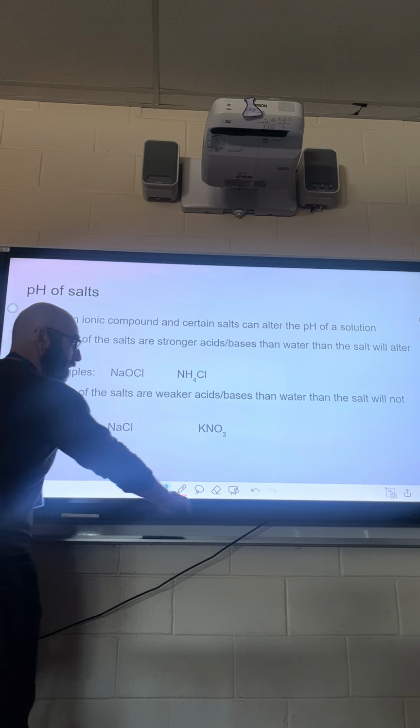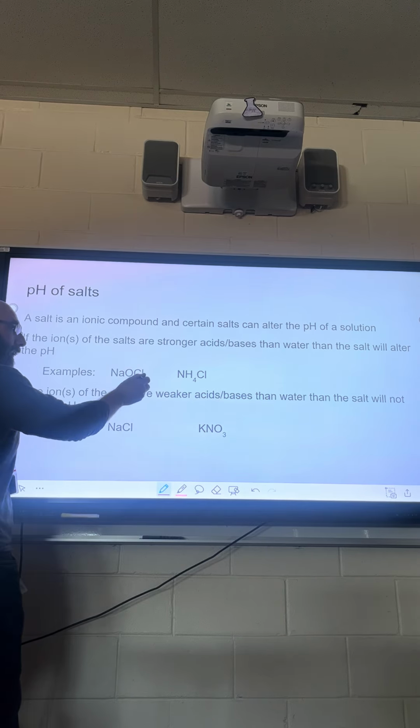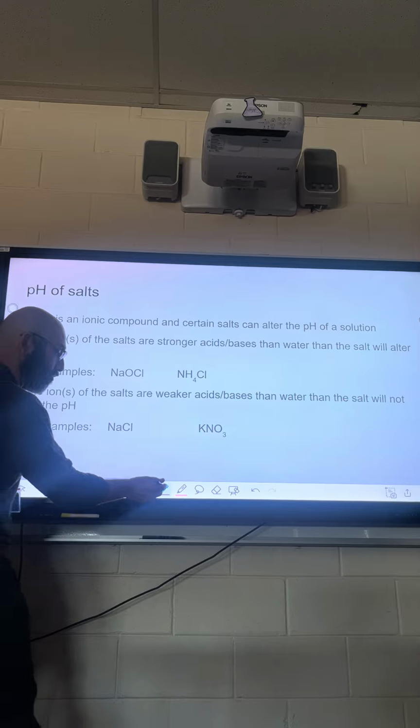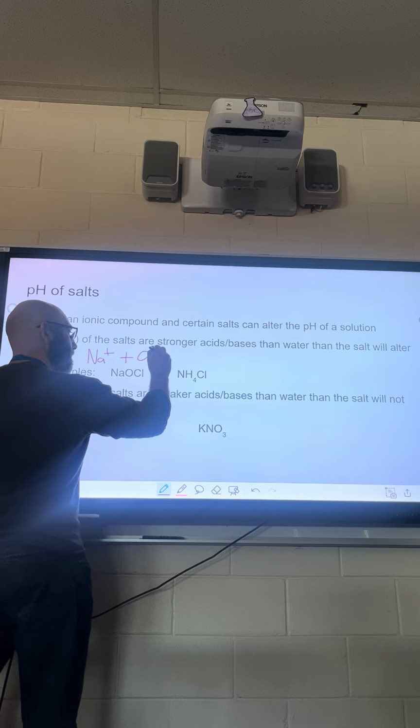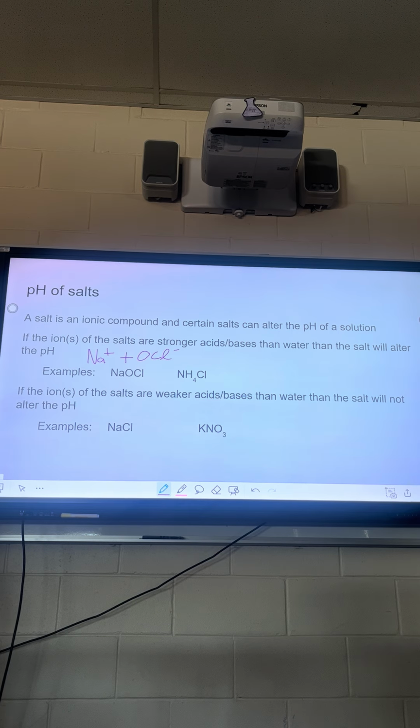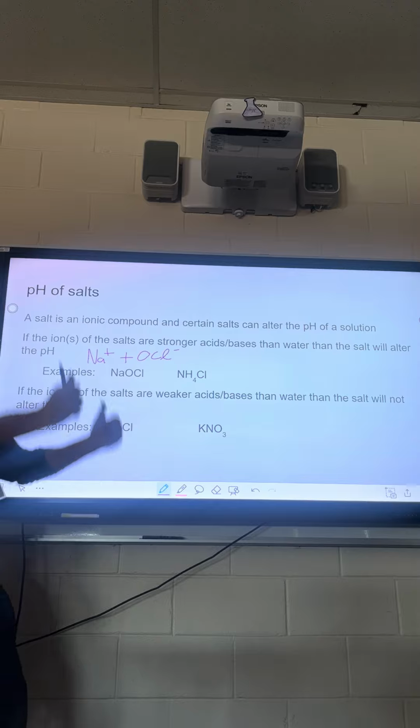So let's show what I'm talking about. Sodium hypochlorite, if I break this apart, my two ions are Na plus and OCl minus. Is sodium, as a conjugate acid, weaker or stronger than water? Weaker. It comes from sodium hydroxide. That's a strong base, which means its conjugate acid is weaker than water. The fact that it's so weak is why this reaction can't go backwards.